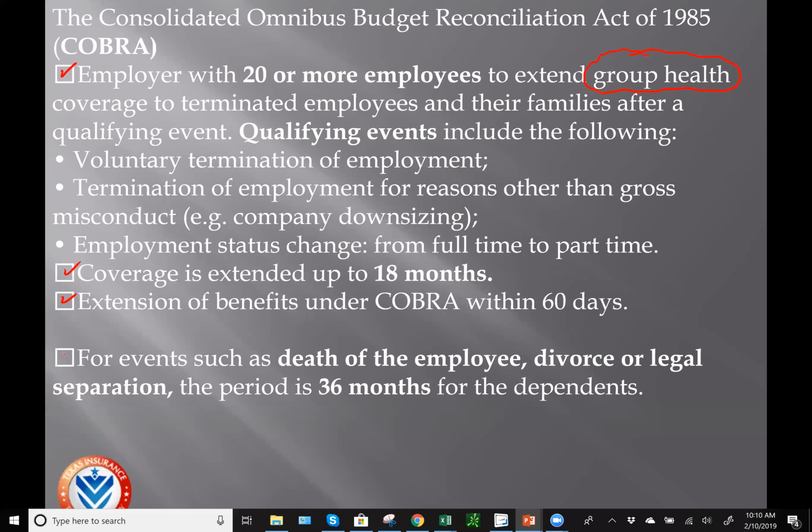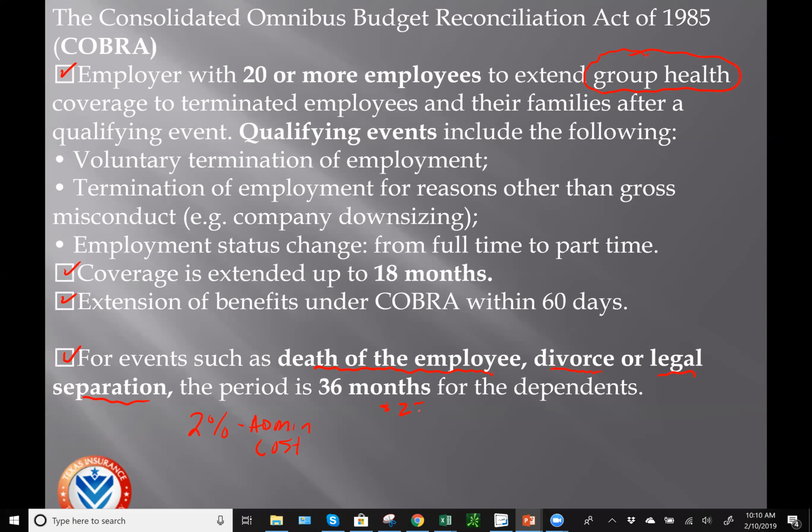Now, the maximum time period for COBRA is 36 months, but it is specific to death of the employee, and the family can stay on COBRA for up to 36 months. Divorce, then the ex-spouse can stay on COBRA for up to 36 months. Or in states that actually have legal separation, the legally separated spouse can stay on COBRA for up to 36 months. Now remember, with COBRA, you are staying on the group plan. So the employer is going to be collecting the premium. The employer can only charge an extra 2% to cover administrative costs over whatever the total premium was before in the group plan. So let's take a look at that.